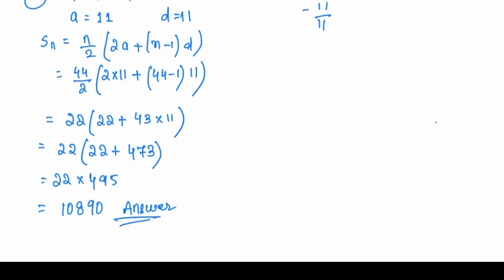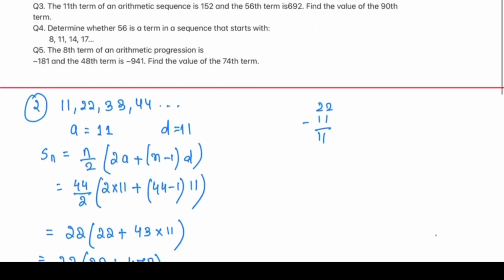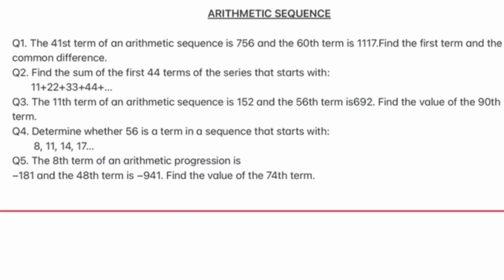Now, let's come to the next question, question number 3. Question number 3 says the 11th term of an arithmetic sequence is 152 and the 56th term is 692. Find the value of the 90th term. If you see this question and match it with question number 1, it's a bit similar to that. But one more thing is added here, that's find the value of the 90th term. So let's figure out this question.